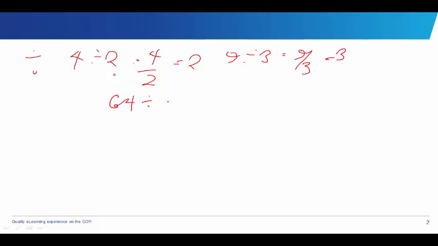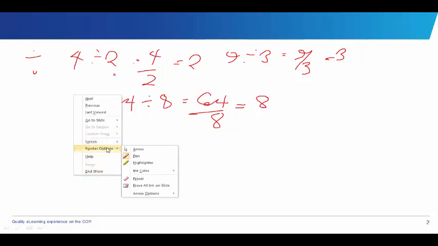64 divided by 8. So we'll do 64 divided by 8. What can you multiply by 8 that will give you 64? The answer is 8. You should know that from a multiplication table. Now let's try other numbers that are not in our multiplication table.